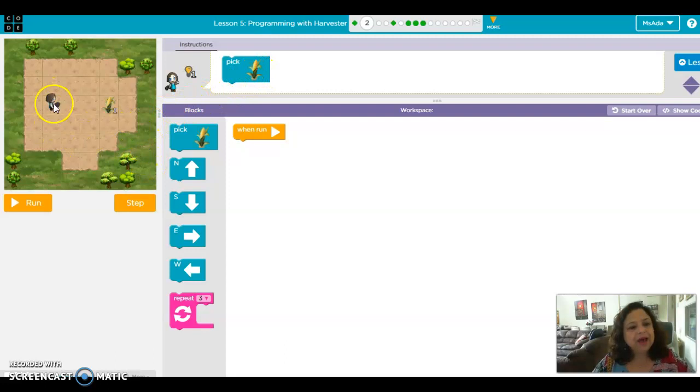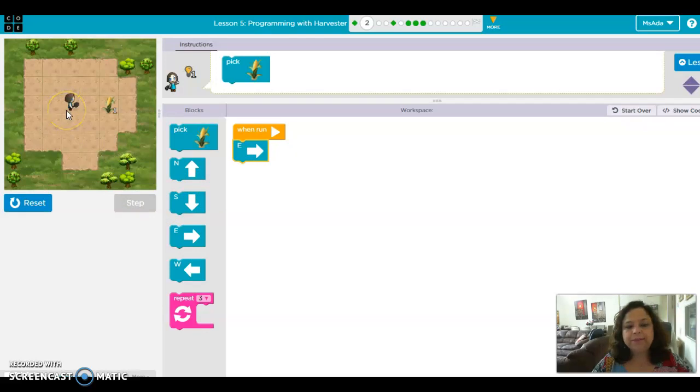But the harvester needs to go in a direction to get there. Do you think it needs to go north? What about south? Do you think it needs to go east? Or does it need to go west? It needs to go east. Very good. So I put my east block here and I connect it. And I go one step.